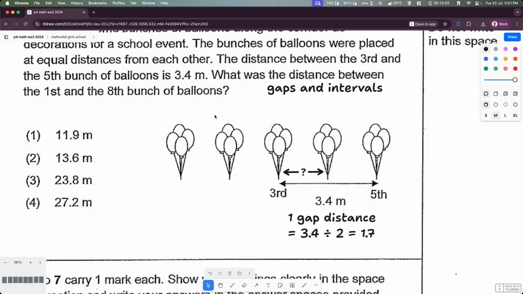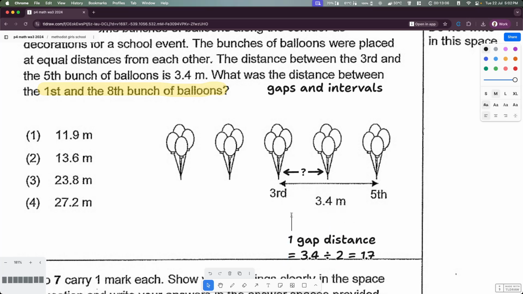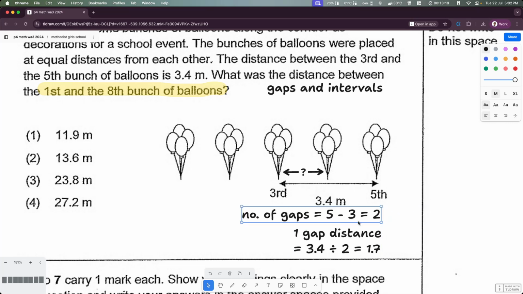The next part is we want to know the first and the eighth bunch of balloons. If you did not know how to get the gaps between two points, it's pretty straightforward. How we get two gaps here is: the number of gaps is equal to fifth minus third. That's why we got 2, and why we have 3.4 divided by 2 to get 1.7.